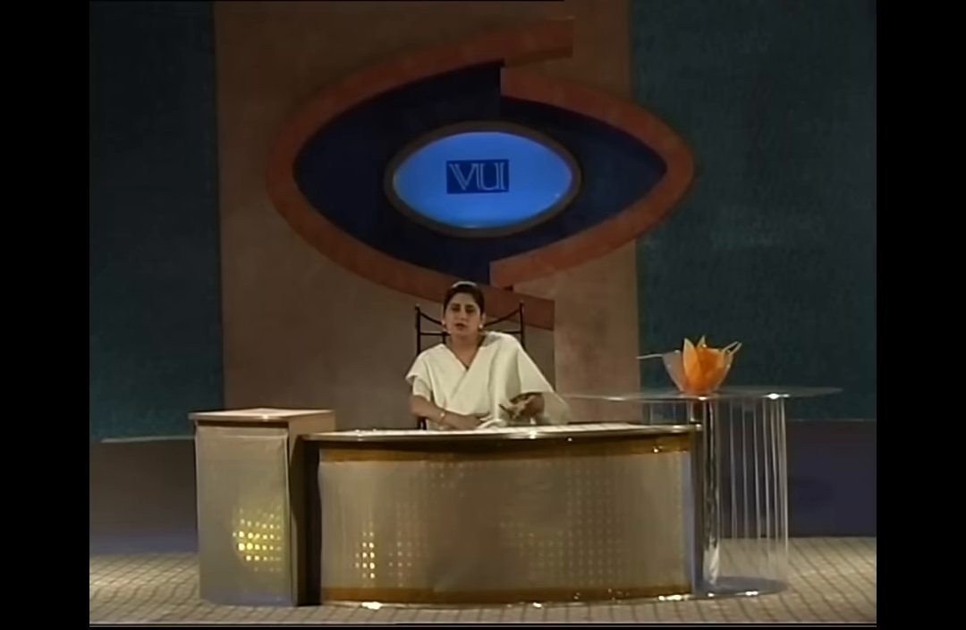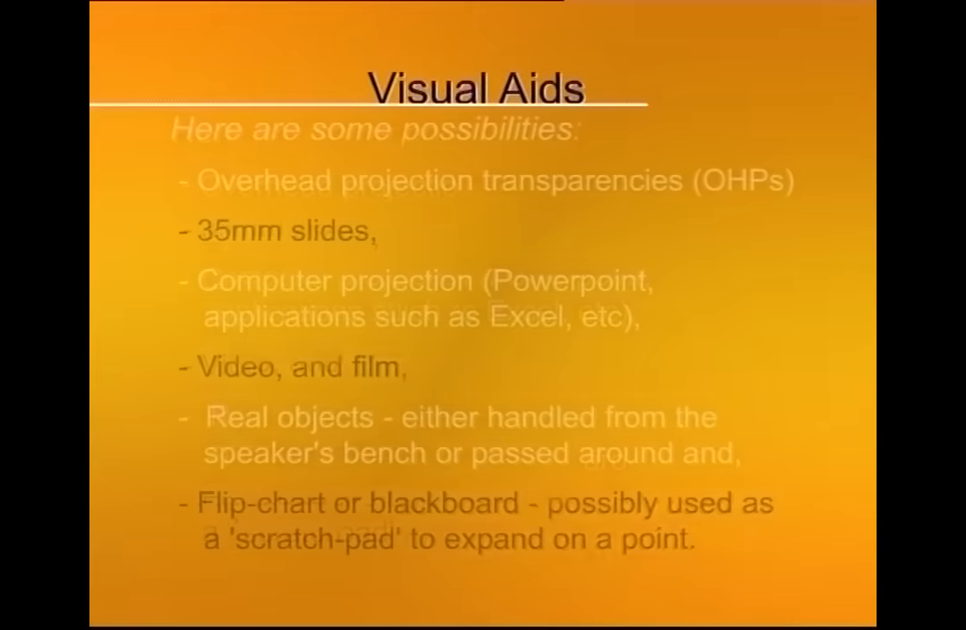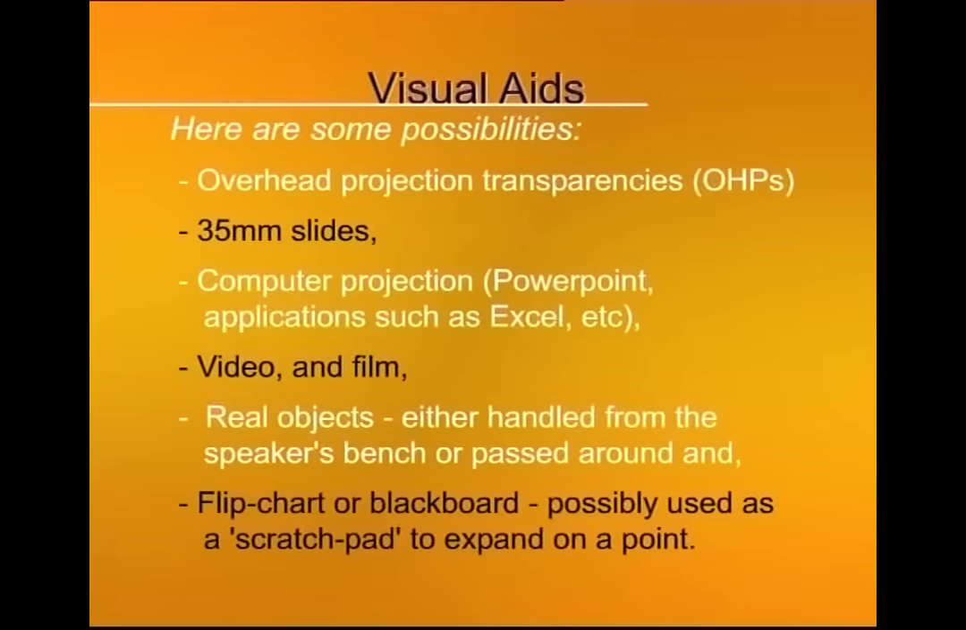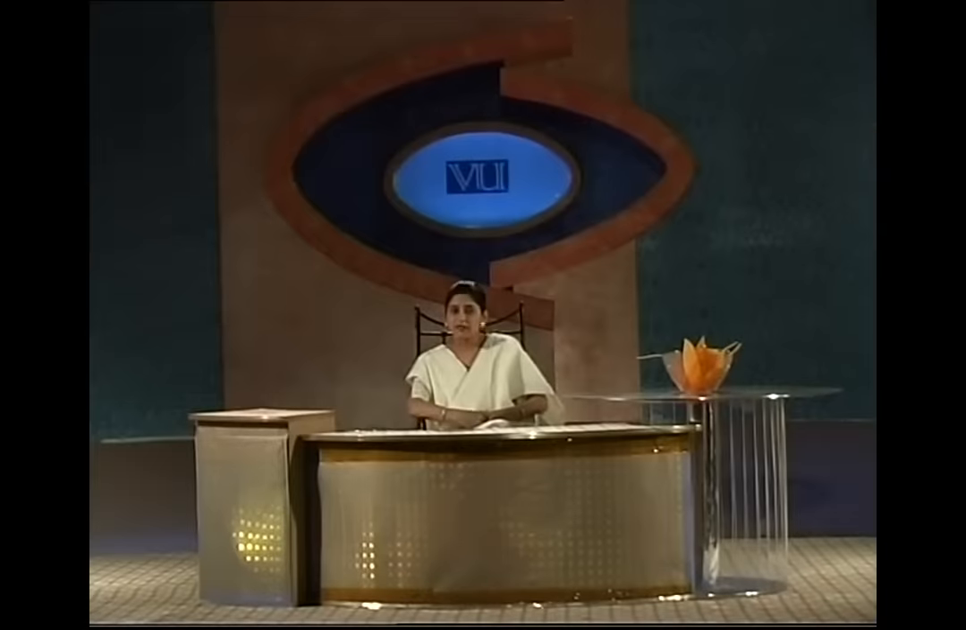Some possibilities of visual aids are overhead projection transparencies, jinko hum OHPs kehte hain, 35mm slides, computer projection, which can be in the form of PowerPoint applications or applications like Excel, video, film. These are very effective visual aids as well. Real objects, either handled from the speaker's bench where you are or passed around. This could be in the form of handouts or it could be any other real objects that you want to display. Flip chart or blackboard are also effective.